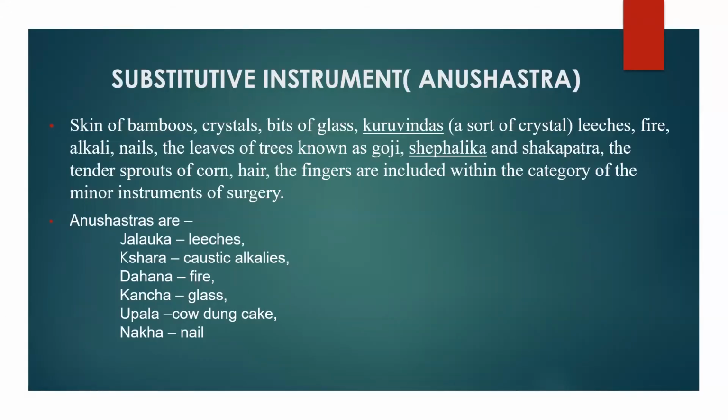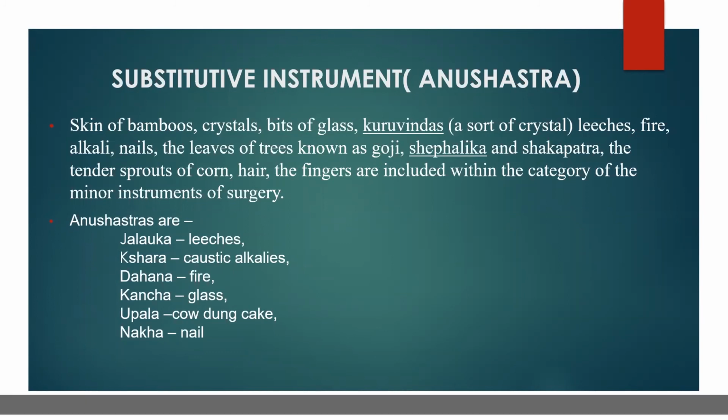Next is Anushastra. These are substitutive instruments. Skin of bamboo, crystals, bits of glass, kuruvind, alkali, nails, leaves of trees such as goji, shephalika and shakpatra, tender sprouts of corn, hair, and fingers are included within the category of the minor or substitutive instruments of surgery.